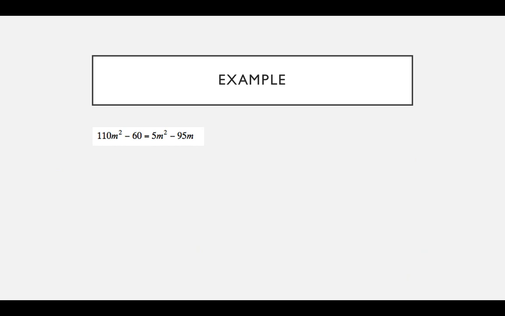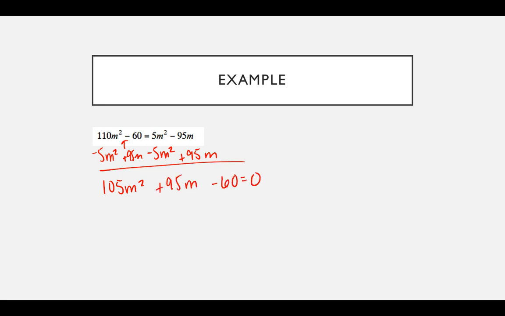All right, so another one here, again, making sure we set it equal to 0 first. So I'm going to subtract a 5m squared and add a 95m. Oops, plus 95m. And so you can see that on the left-hand side there wasn't an m term, so you're just going to squeeze that into its standard form location. So here this is going to be 105m squared plus 95m minus 60 equals 0.